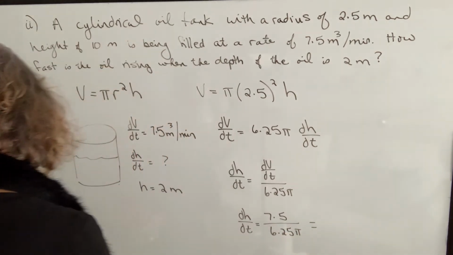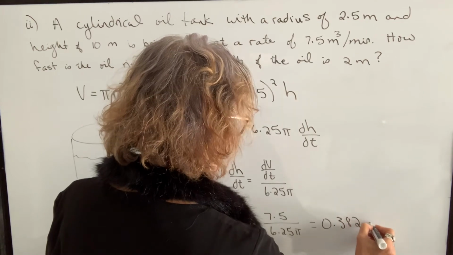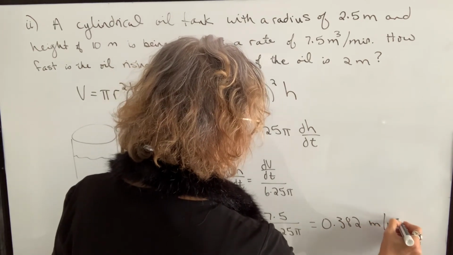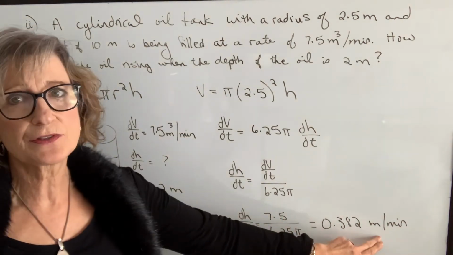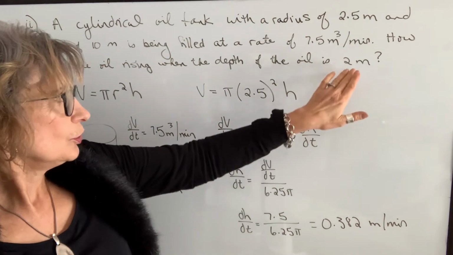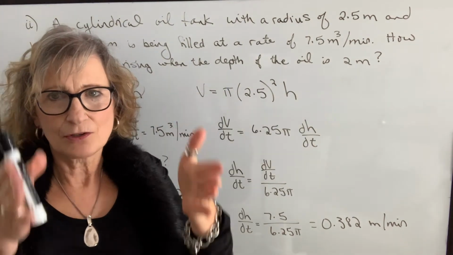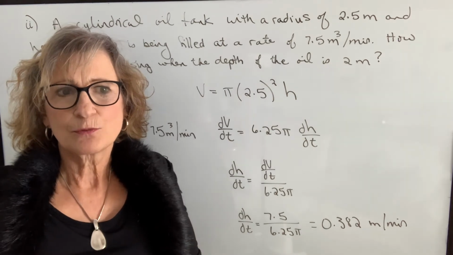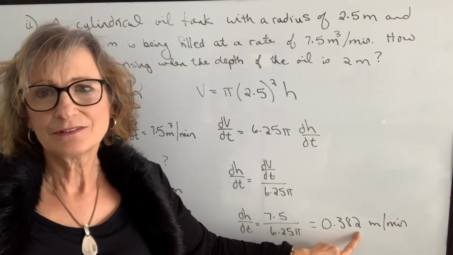And when I calculate that, I get 0.382 meters per minute. We get meters per minute because height will be measured in meters, and we know our time factor is per minute. Notice that we didn't even need to use h, and that's because we have a right solid, the sides go straight up, so the rate of change of height is always the same. It doesn't matter at what depth.